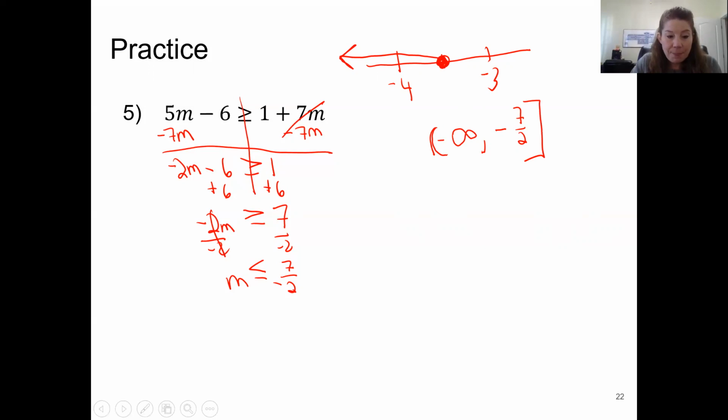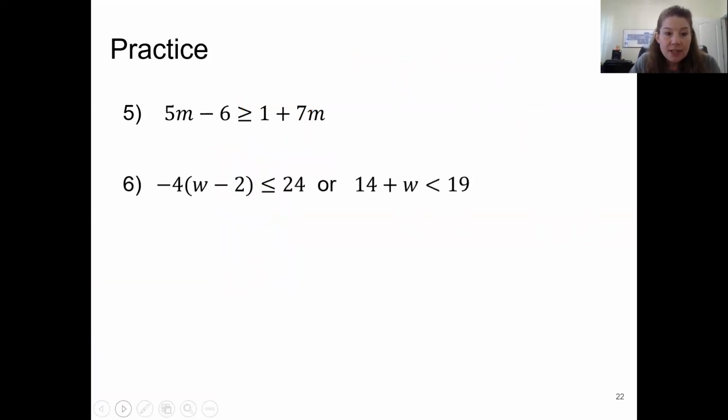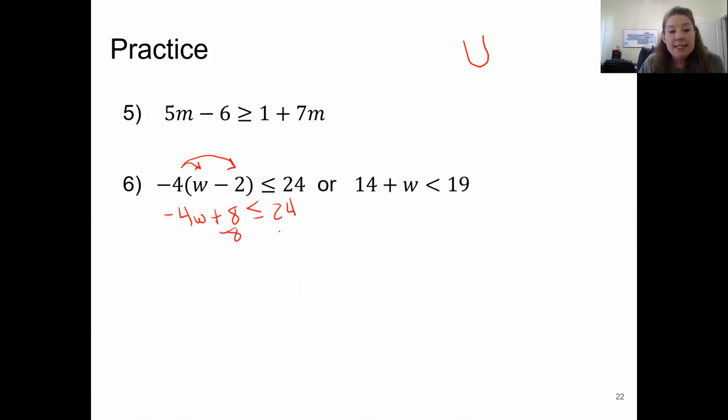All right, number 6. We're going to use the word or, which means union, which means everything graphed. So we're going to distribute this. So we have -4w, negative and negative is a positive. So we're going to subtract that 8, bring down -4w. 24 minus 8 is 16. Then when we divide by a negative, we get w is greater than or equal to -4.